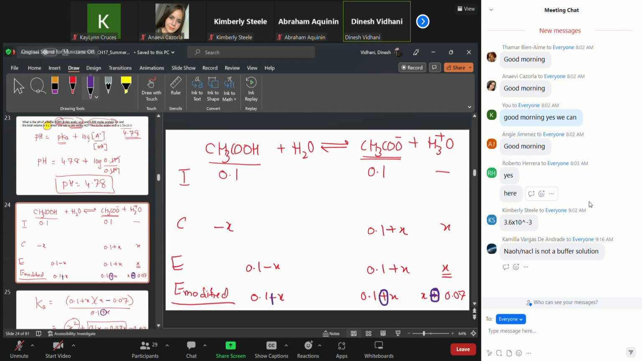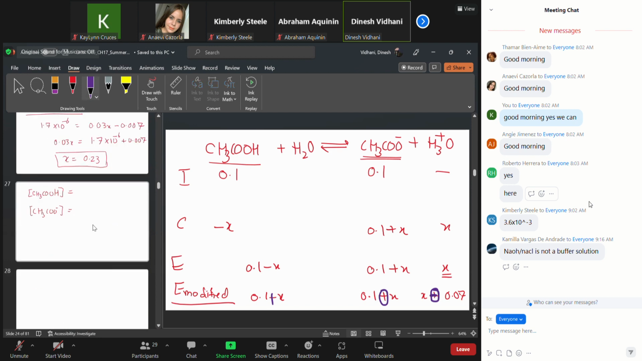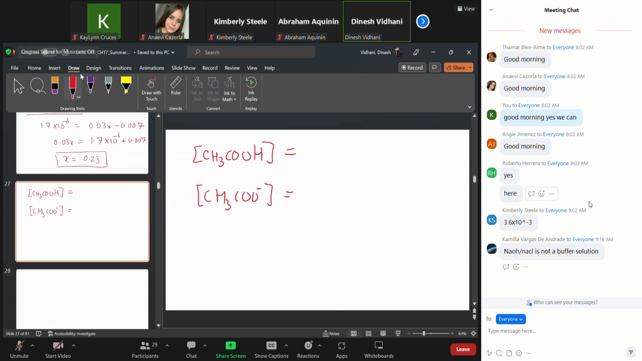Should it be plus X or minus X? Absolutely, very good. So now you give me the concentration of acetic acid and acetate. So I'll just give you acetic acid. You have 0.1 plus 0.23. And your acetate ions, which you just lost, 0.1 minus 0.23. Well, we got a problem one more time.